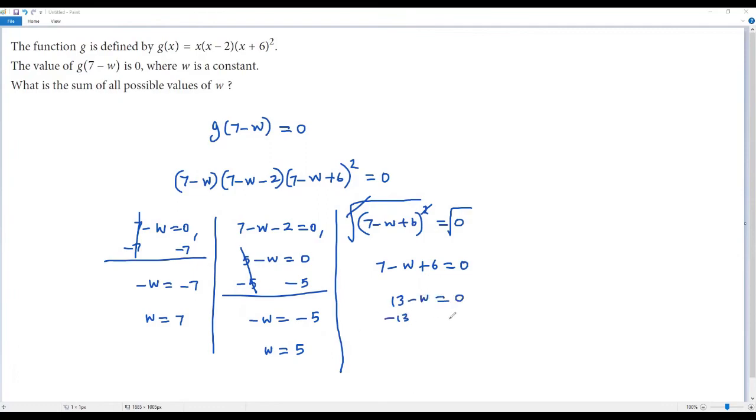Let me subtract 13 from both sides of this equation. This 13 and negative 13 will cancel out. I am getting −w = −13. Let's multiply both sides of this equation by −1. Then we get w = 13.